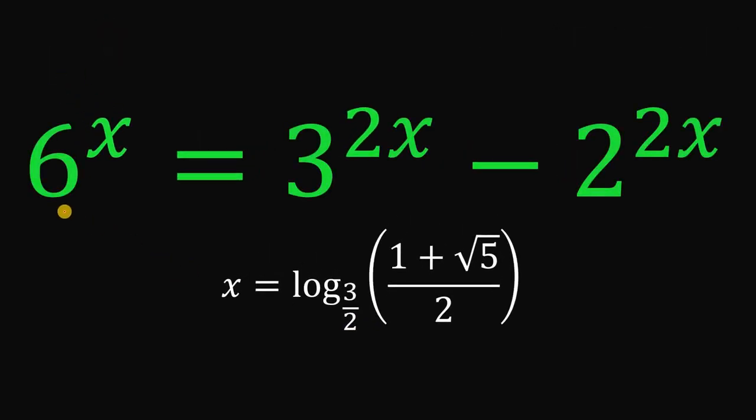So what is the value of x given this equation? 6 raised to x equals 3 raised to 2x minus 2 raised to 2x, and our answer is x equals logarithm of 1 plus square root of 5 over 2 to the base of 3 over 2. And as always, we are done.